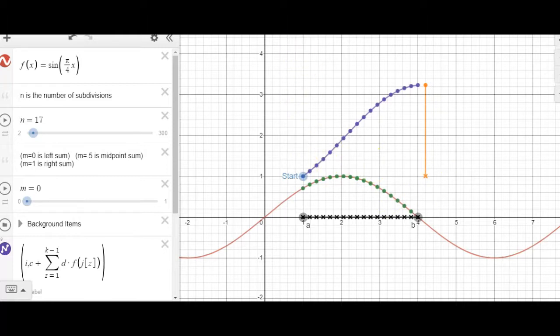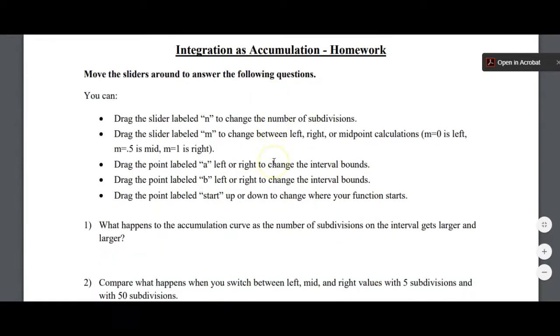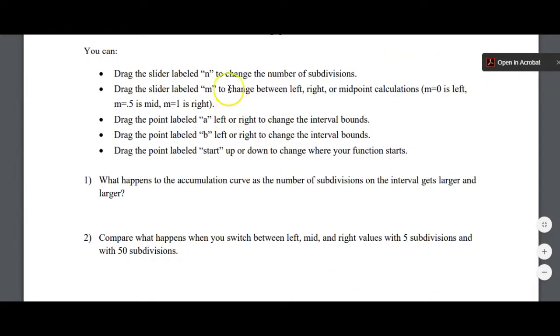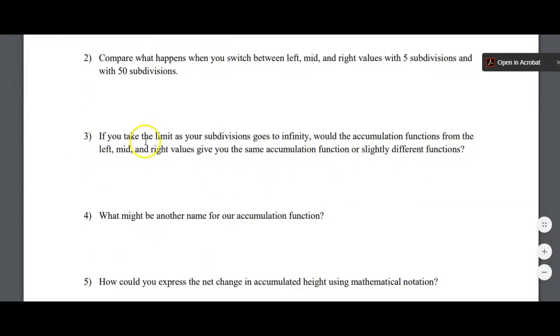So you have some questions on this worksheet that you need to answer. And there's some directions there to drag things around, play a little bit with those. But what happens to accumulation as the number of subdivisions gets larger and larger? What happens when you switch between left, right, mid values with 5 and 50 subdivisions? You take the limit as your subdivision goes to infinity. What's the accumulation? What might be another name for our accumulation function? That's a really important one right there.